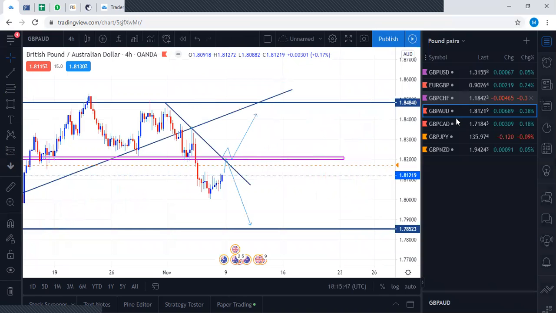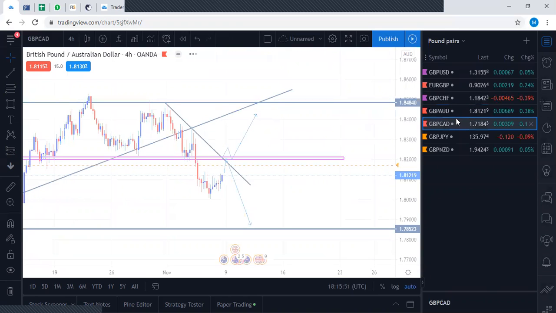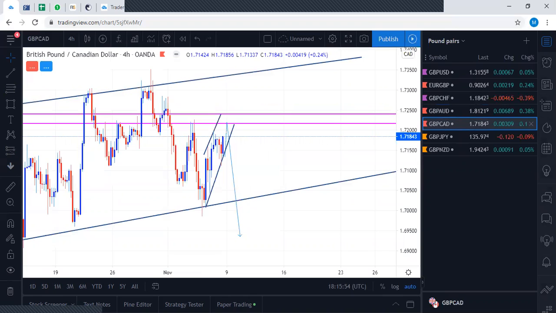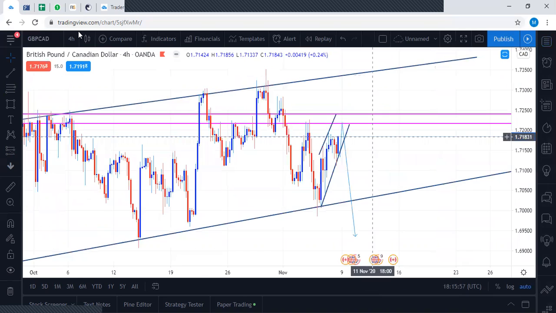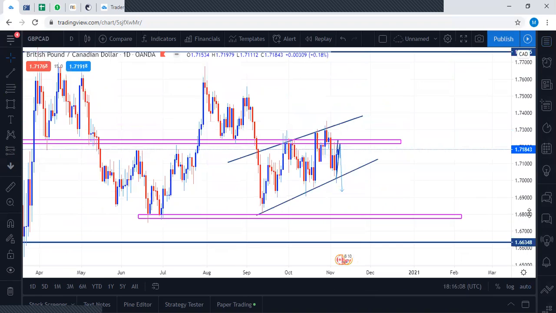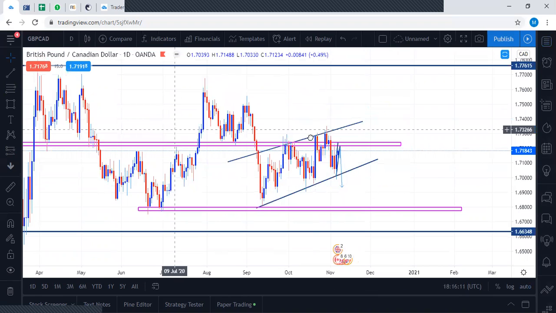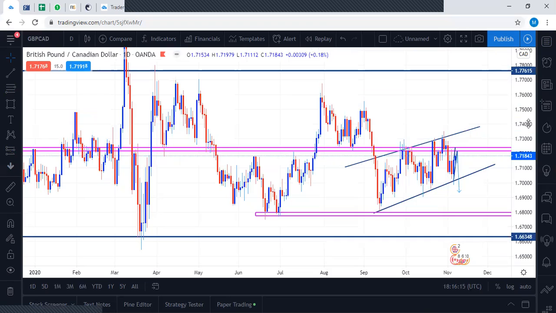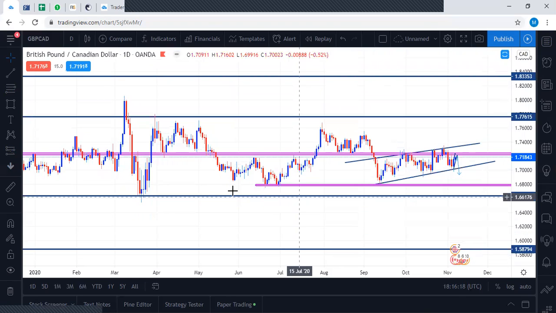Now let's go to the next, pound CAD. Pound CAD has been a mess for a long time, but a lot of people trade it. I have not been trading it for a long time. Price has been ranging. If you go to the daily, price has been ranging between 1.66359 and 1.77543. It has been in this range for a long time.